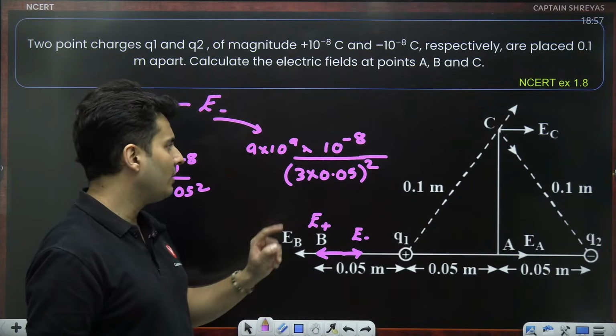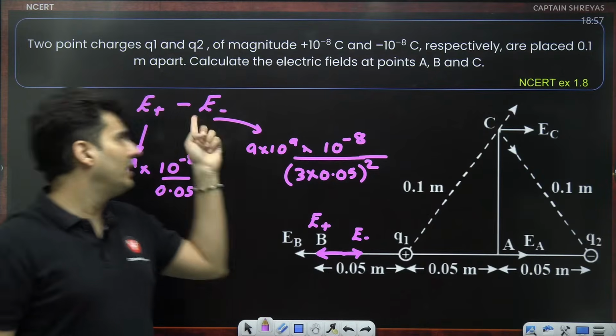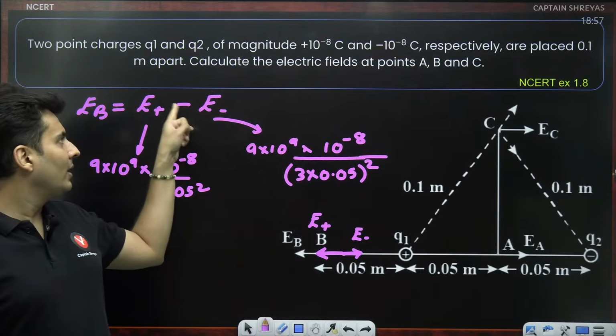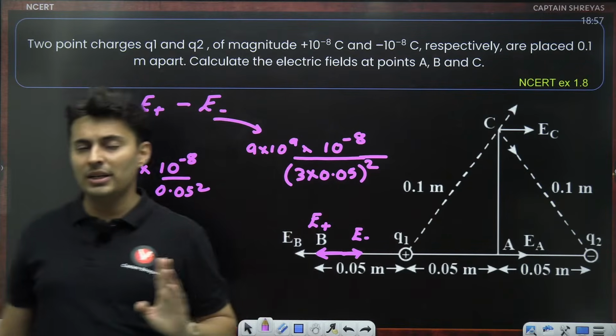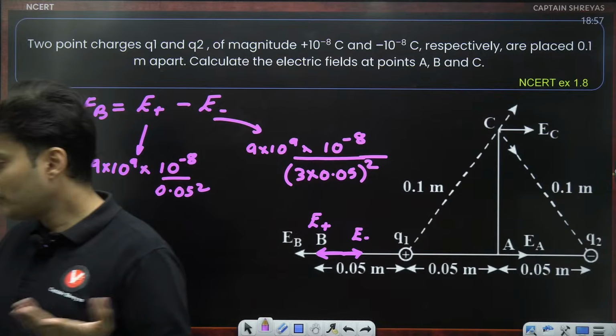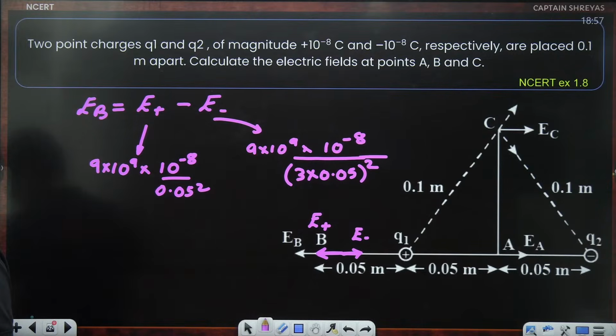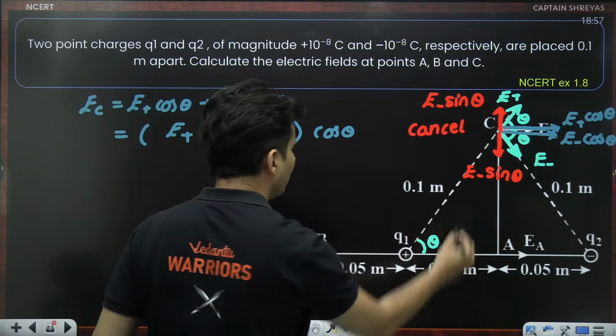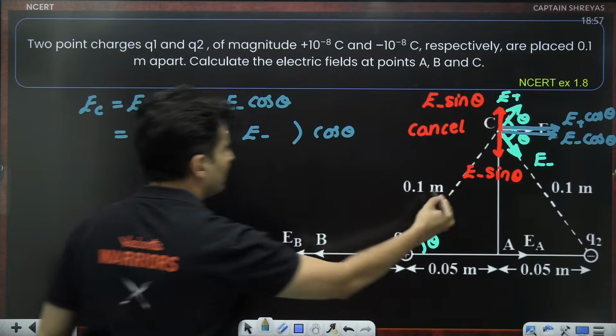Why did I not consider the minus sign? Because I have already considered it over here. So you will not consider it 2 times. I have already written down negative because I know the directions are opposite, so why will you do it again? It's already taken. Is that clear? Perfect. Similarly, over here, what will this distance be? This is 0.1.